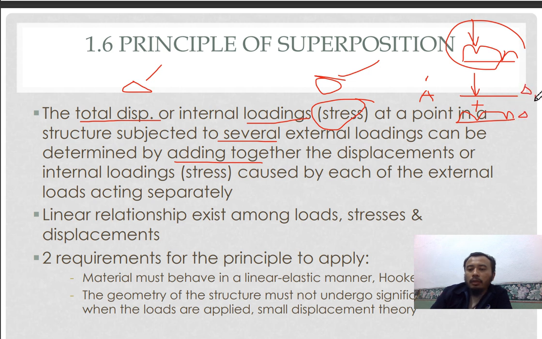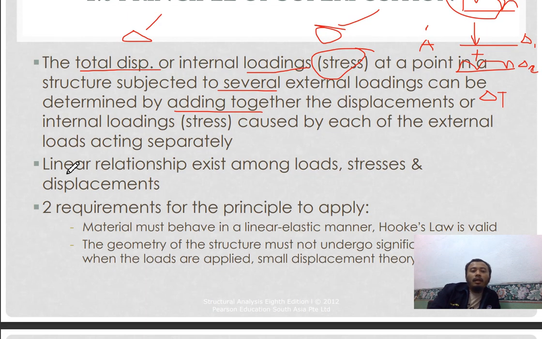For example, displacement 1 plus displacement 2, you get your total displacement. So basically, the principle of superposition is that you can analyze a structure if you have many types of loading acting on the structure. You can analyze them separately, getting a separate value of displacement. Then you add all the displacements, and you get the total displacement for the structure. A linear relationship exists among loads and stresses and displacement.